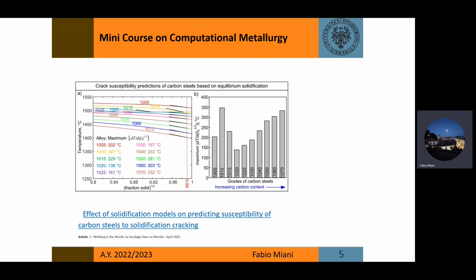And you see also the ranking is rather different because if we believe for the moment that this maximum value of this derivative is an index of hot cracking, you will see that the worst behavior here is for 0.1% here, and then something similar for 0.7% carbon content, so 1010 and 1070 steels.